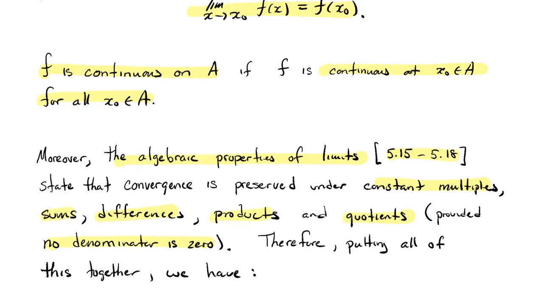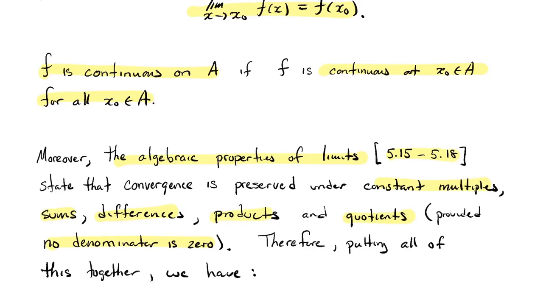If you take some function that has a limit at some point and you multiply it, say, by some number, that's the constant multiple rule, that constant multiple has a limit. If you take two functions, both of which have a limit at a point, their product has a limit at that point, and so on. All right. So we proved those things earlier in chapter 5.